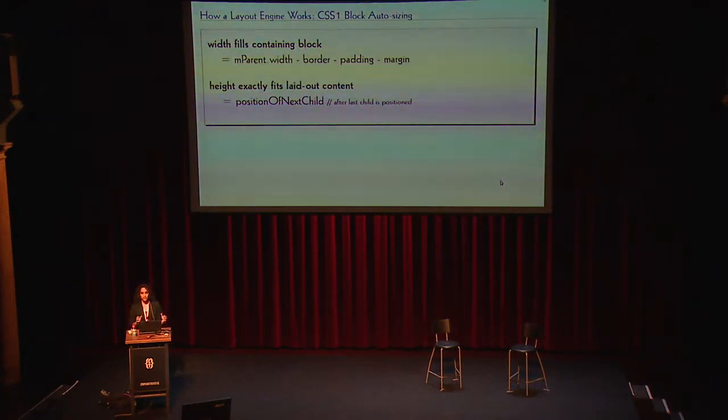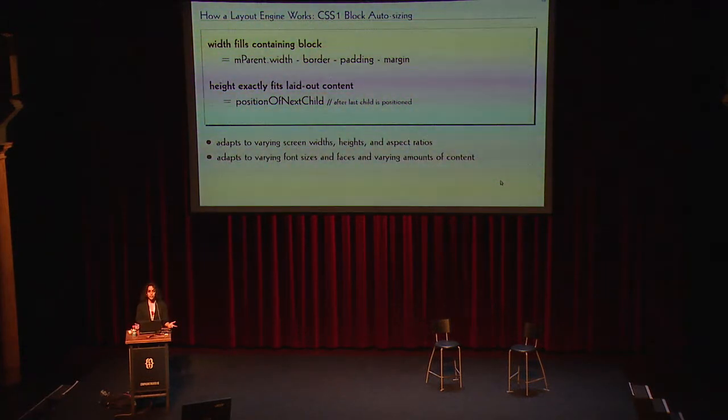So auto layout for a basic block layout is the width fills the containing block, and then the height fits the laid out content. And this adapts to the varying screen widths and heights and all the aspect ratios of screens you can possibly have. And it adapts if you change the font size, it's fine. If you change the font face, it's fine. If you change the amount of content, it's fine. It just works. And that's the beauty of auto sizing in CSS1. It works great until we start to put things side by side.